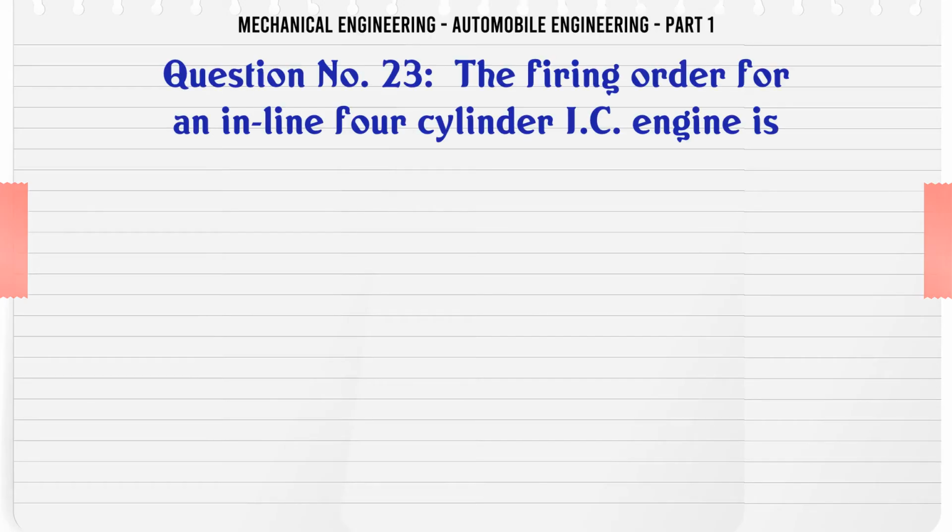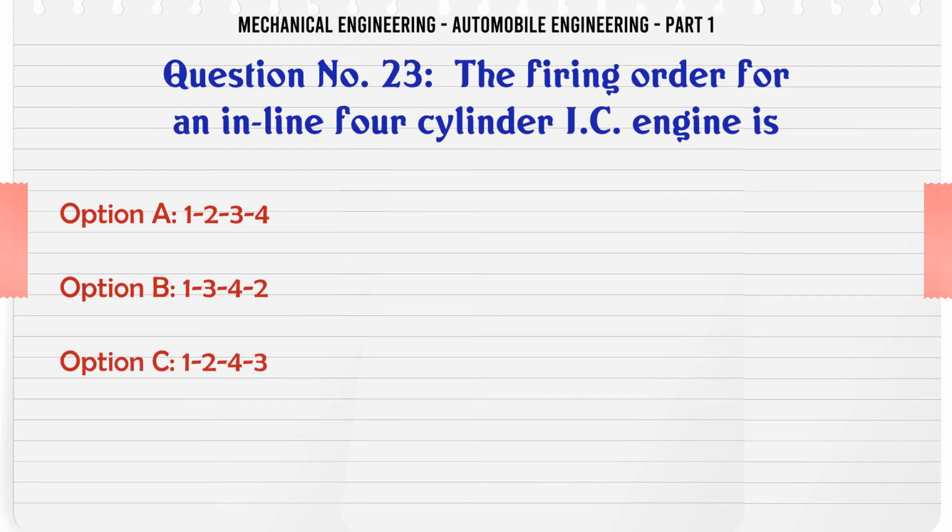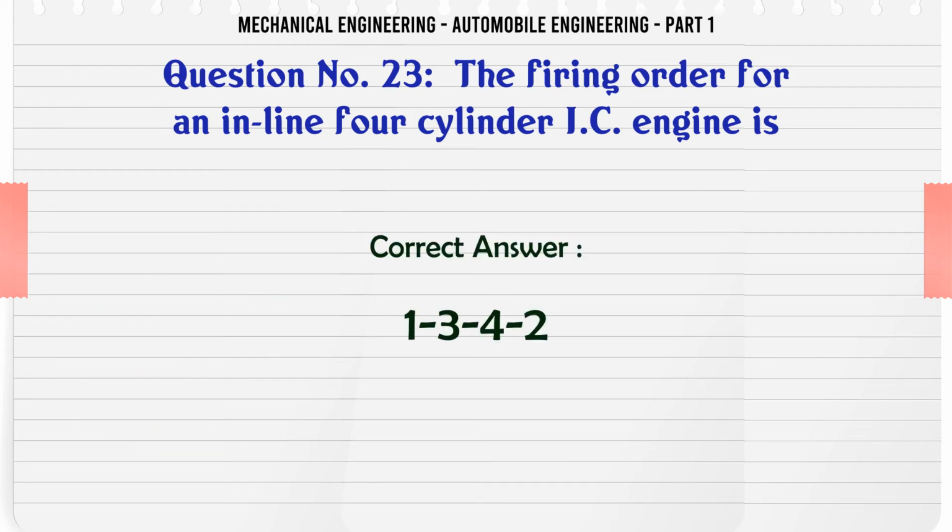The firing order for an inline 4-cylinder IC engine is A. 1234, B. 1342, C. 1243, D. 1324. The correct answer is 1342.